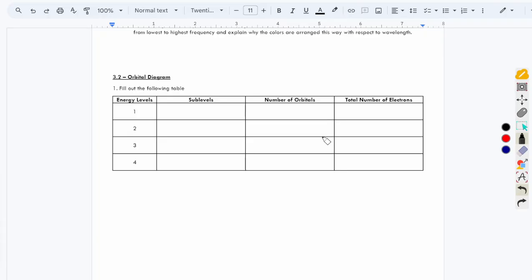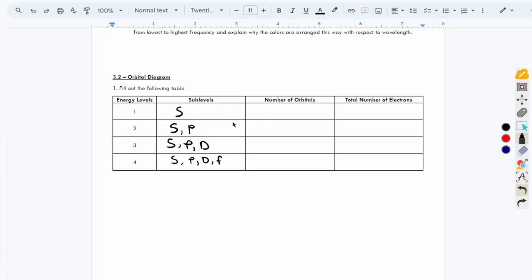But again, this chart is straight from your notes. The sub-levels that we have are in the first energy level. Remember, the first energy level can hold an S sub-level because it's only one energy level. The second energy level can hold an S and a P sub-level. The third energy level can hold an S, a P, and a D sub-level. Let's put commas to separate them. And then the fourth energy level can hold an S, a P, a D, and an F.